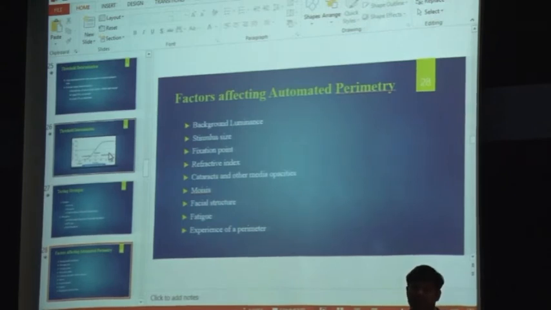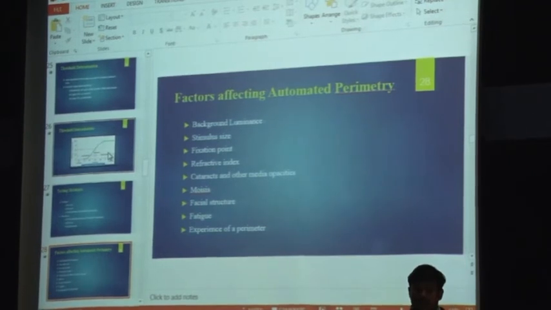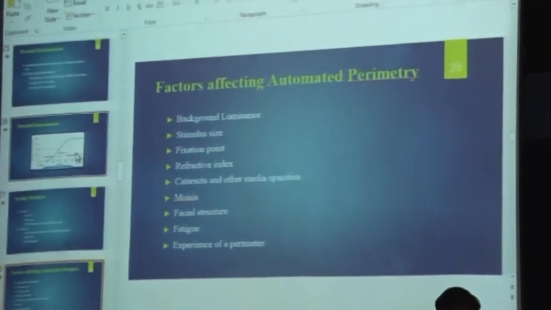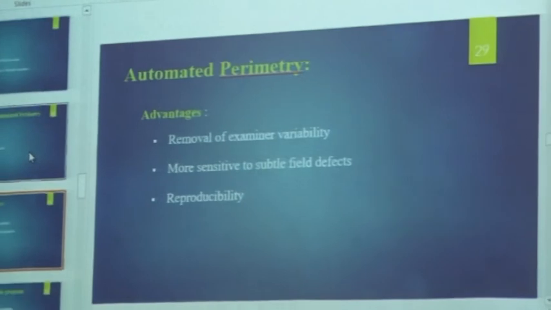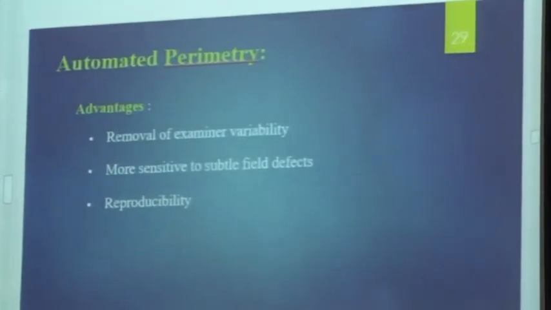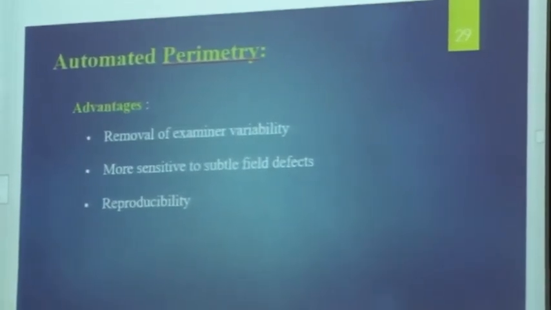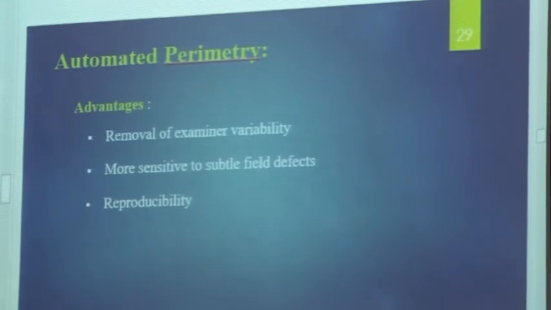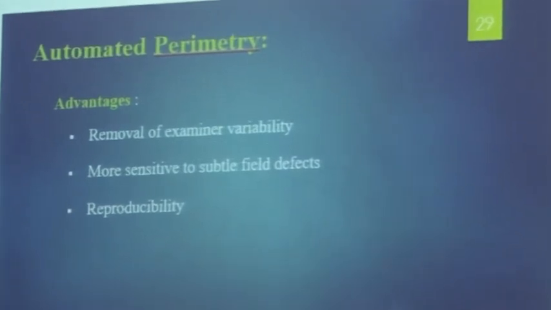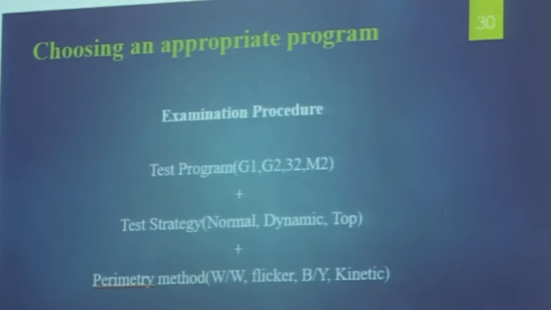Factors affecting automated perimetry are background luminance, stimulus size, fixation point, refractive error, cataracts and other media opacities, miosis, facial structure, fatigue and experience of the perimetrist. Advantages of automated perimetry are removal of examiner variability, more sensitivity to subtle field defects, and reproducibility.